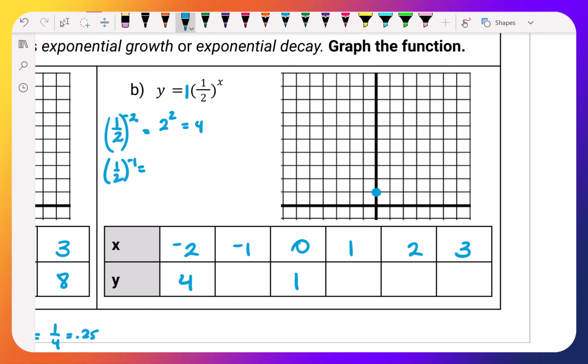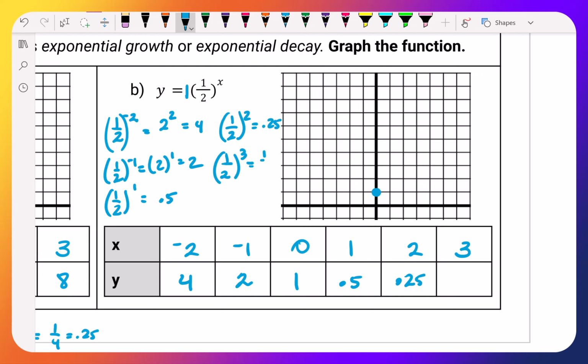Okay, so reciprocal changes it to positive 1, so that's just 2. Now 1/2 is just 0.5. Decimals are just easier to graph. That's 0.25, that's 1/4. And 1/8. Do I know that one off the top of my head? I do not. Let me pause it. Actually, I do. I think it's 0.125. Let me know if I'm wrong.